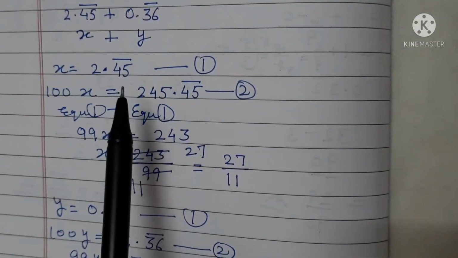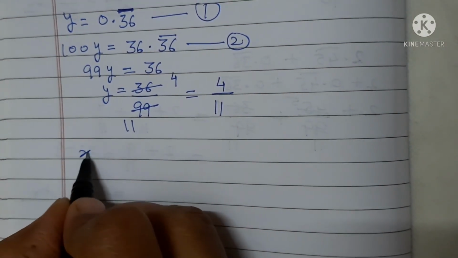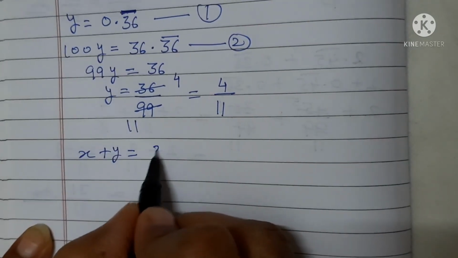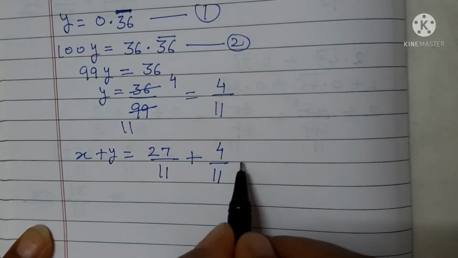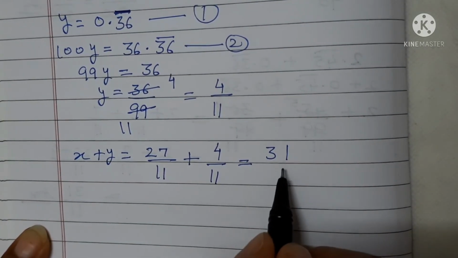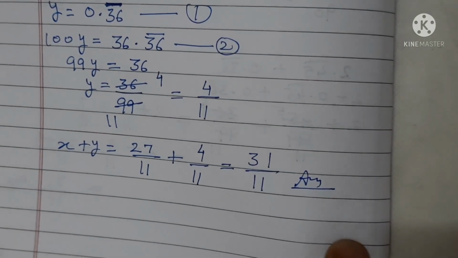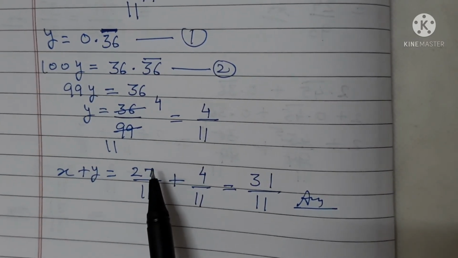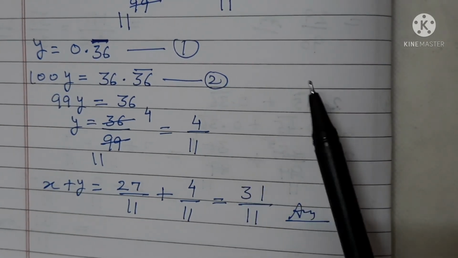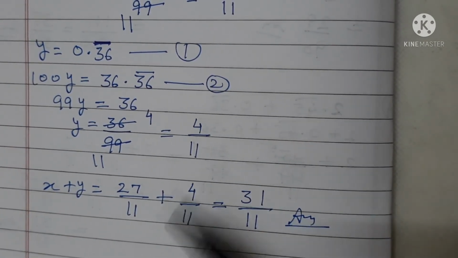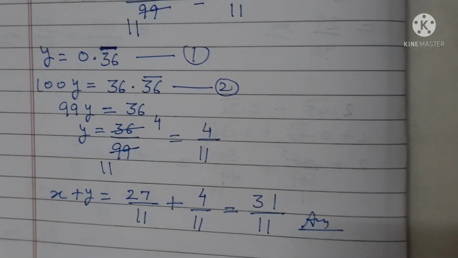Now we have to find out the value of x plus y. So put x plus y. x plus y is equal to, x means 27 upon 11 plus y means 4 upon 11. You will get 31 upon 11. Answer. This is also a very easy method. You can use any one by your choice. So if there is any confusion, you can watch the video again and learn both methods.